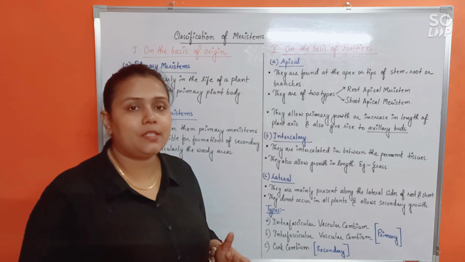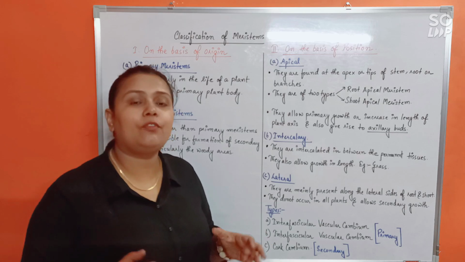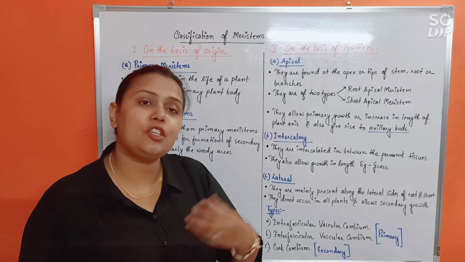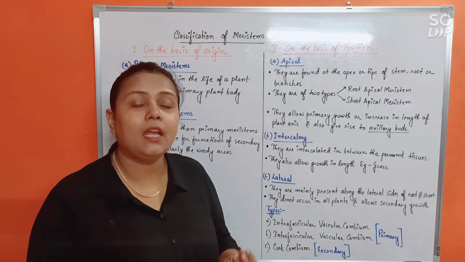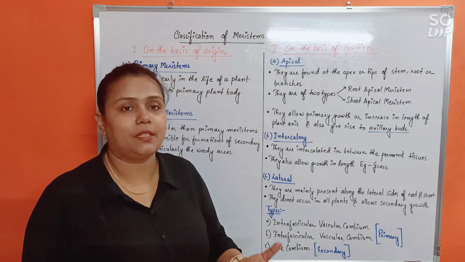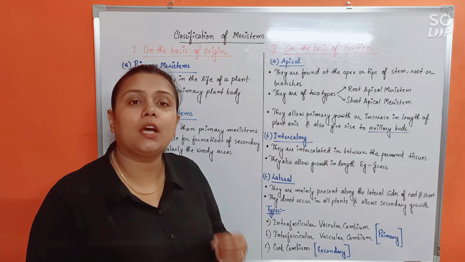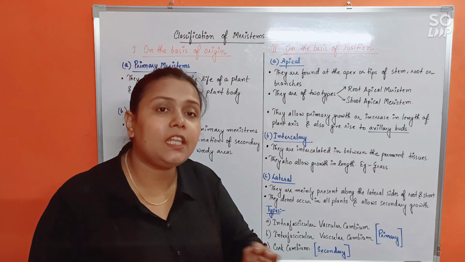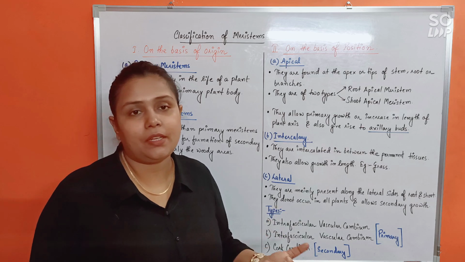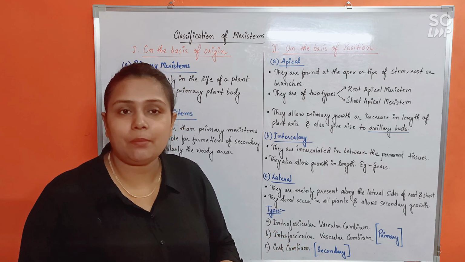So those meristems which are present in the plant body from the very beginning of its lifetime, that means from the initial phase of its lifespan, they will be known as primary meristems. The meristems which arise during the primary or initial growth phase. Understood? So similarly, secondary meristems have the same meaning.